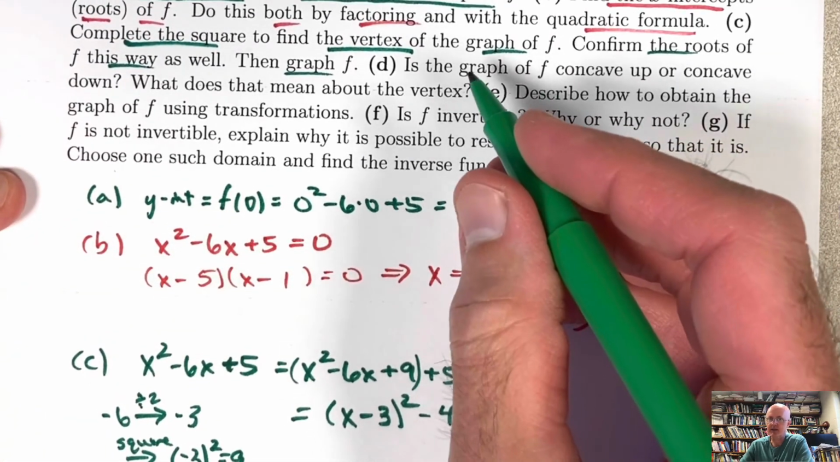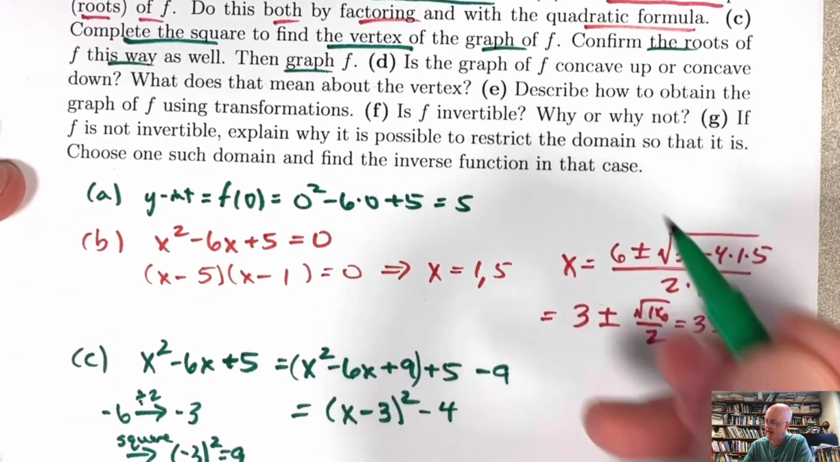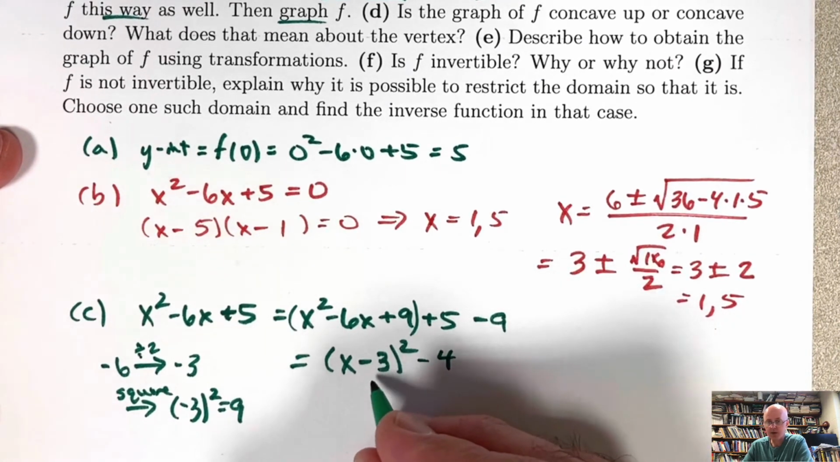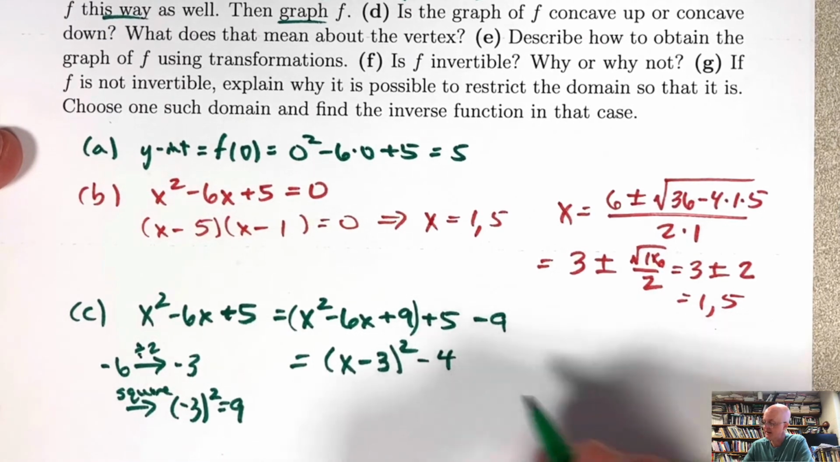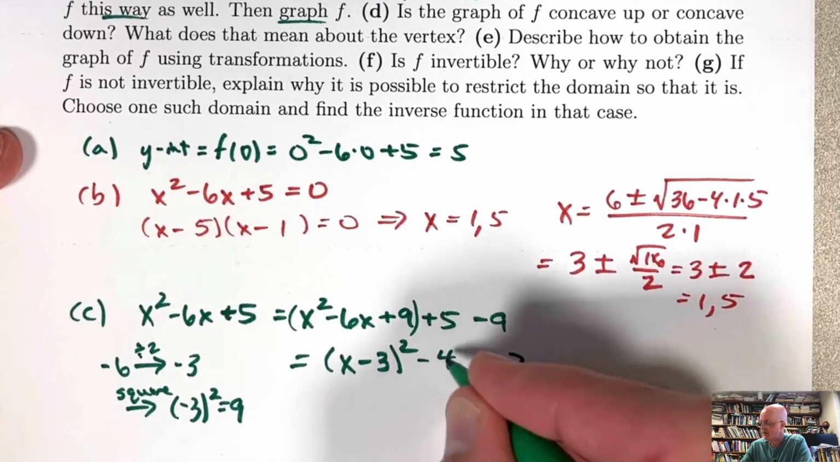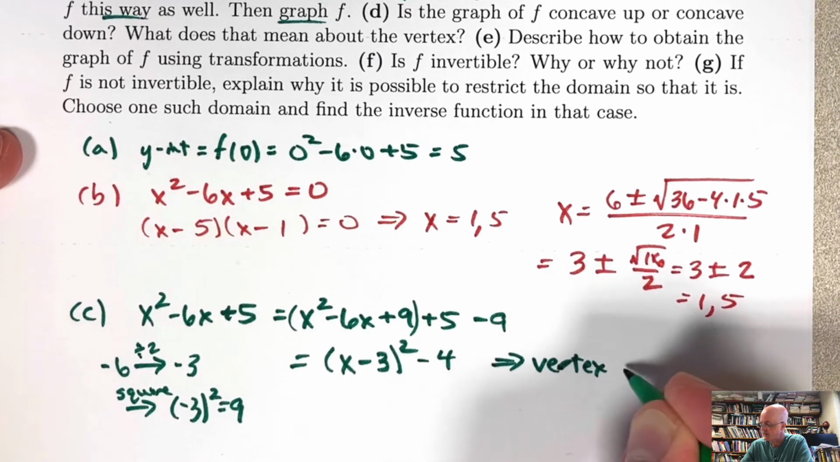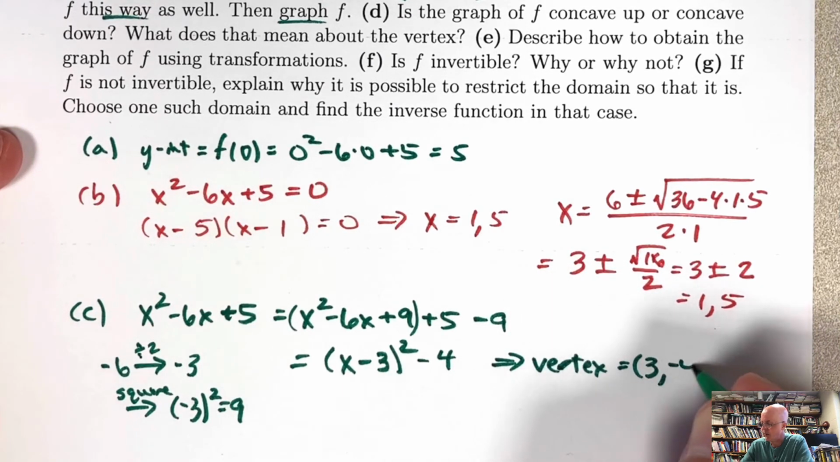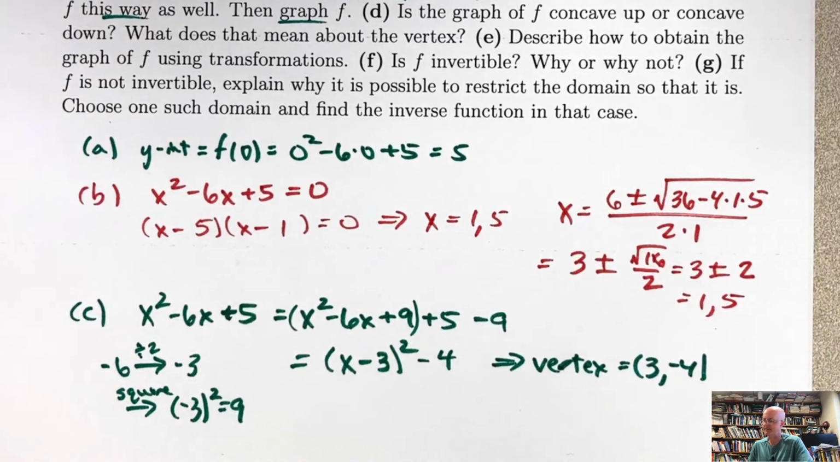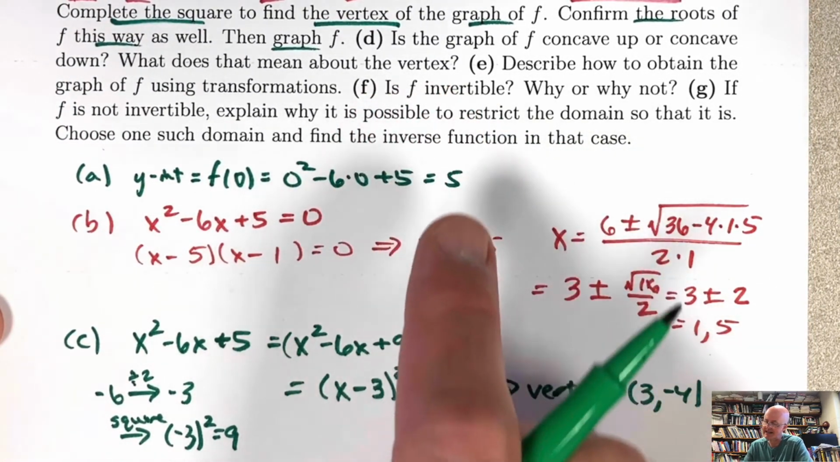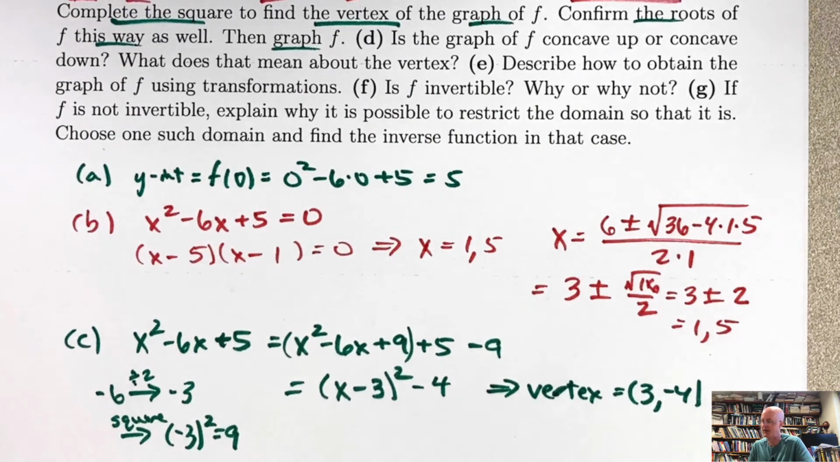We want to use this to find the vertex of the graph of f. The vertex is going to have coordinates 3, the first coordinate making this 0, and negative 4, because this is called the vertex form. The vertex is going to be 3, negative 4. Why is that going to be the vertex? Well, I'm kind of skipping ahead here. It's essentially part D, thinking about the graph at the same time.